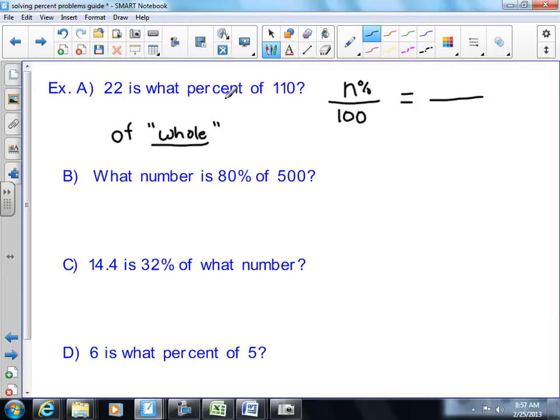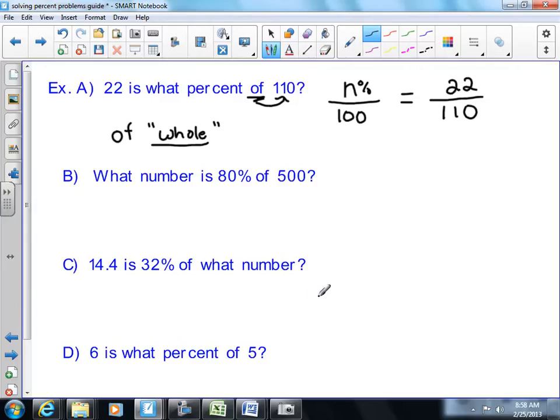Okay, so look for the word "of." Do you see it? Oh, right there. So which one comes after "of"? 110. It is your whole and goes on the bottom. What's the part then? 22. It's kind of like finding the parts to a puzzle. You have to decide which numbers go into the puzzle and where they go.